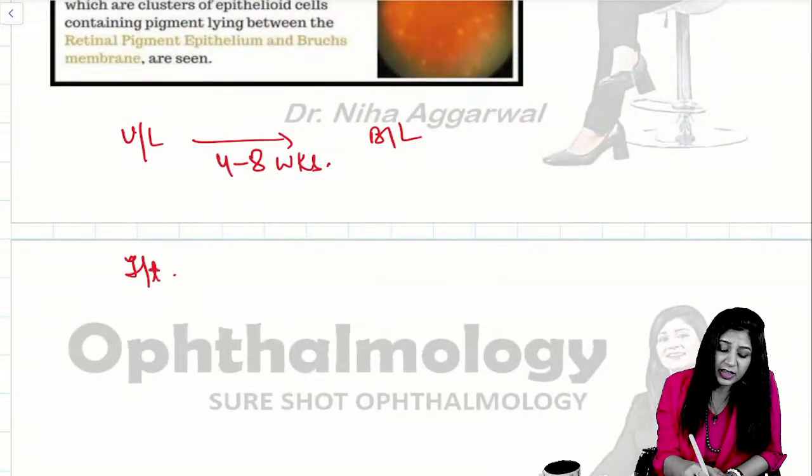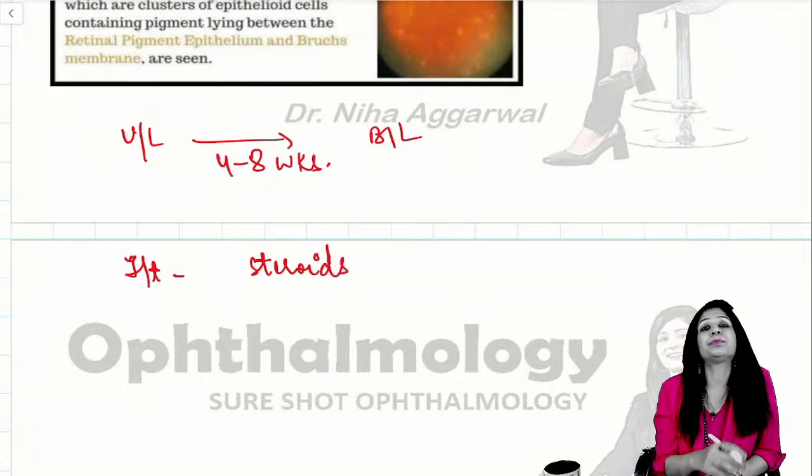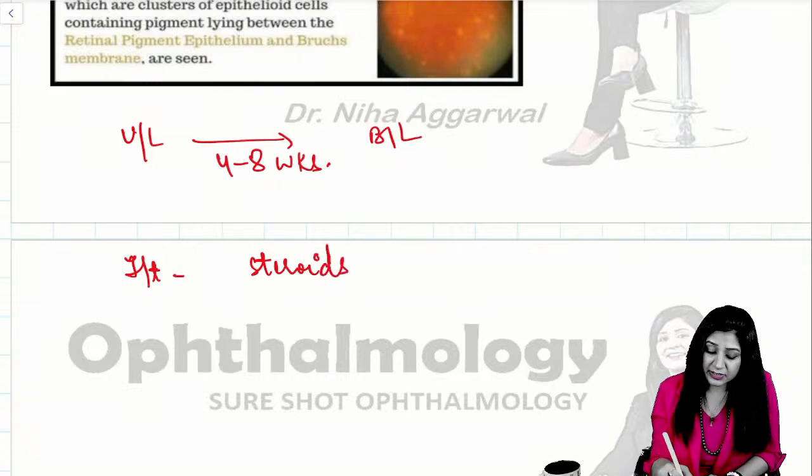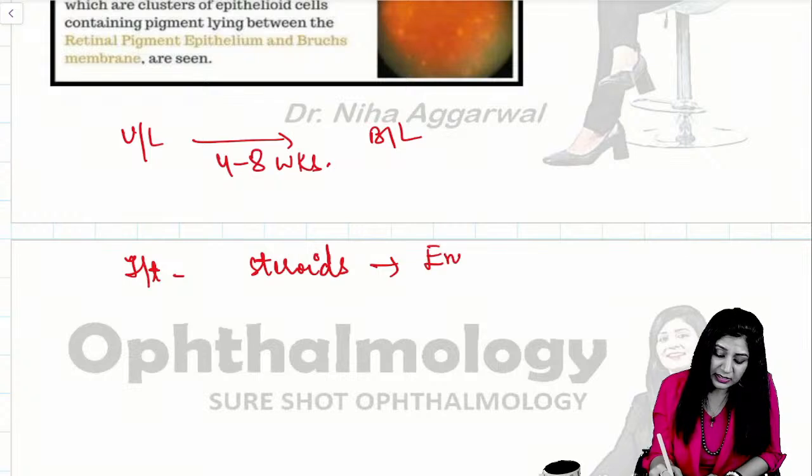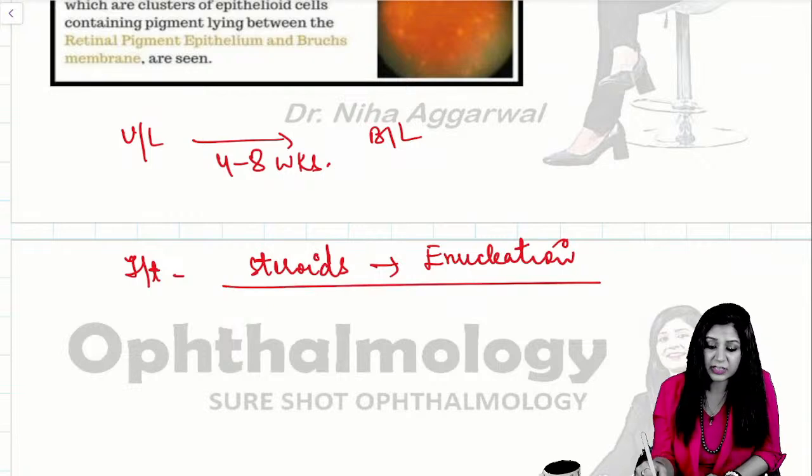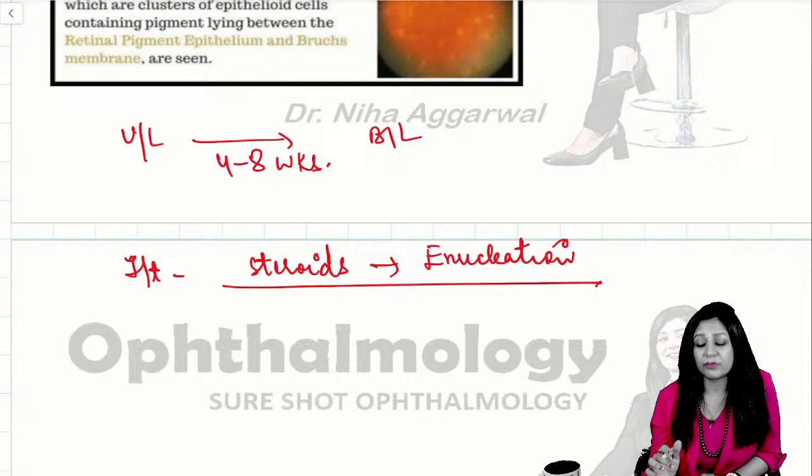For treatment we are giving steroids, but if they are not working and the inflammation is not subsiding, then we can do enucleation. Initially, we can give the steroids. If it is not getting controlled, then we can go for enucleation.